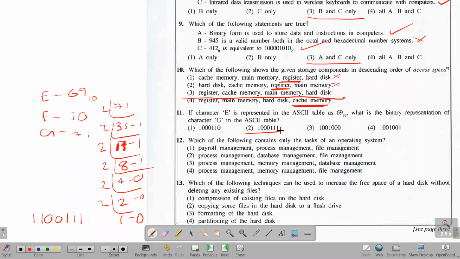Okay, the 12th: which of the following contains only the tasks of an operating system? Payroll management is not something that belongs to the operating system. Process management, yes. File management, yes. So this is wrong due to that. Database management has nothing to do with the operating system, so it is wrong because of that. Here they have database management again, so not a correct one. So the correct answer is going to be the fourth one: process management, memory management plus file management.